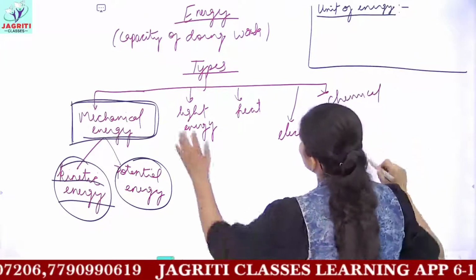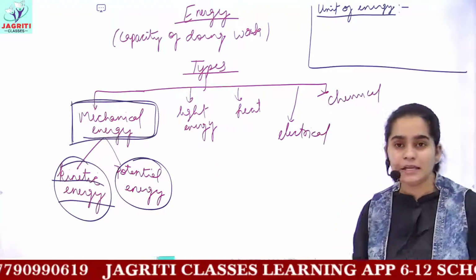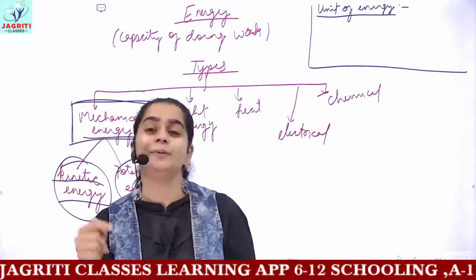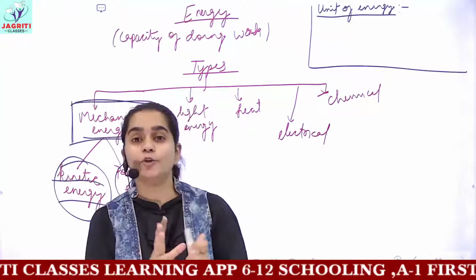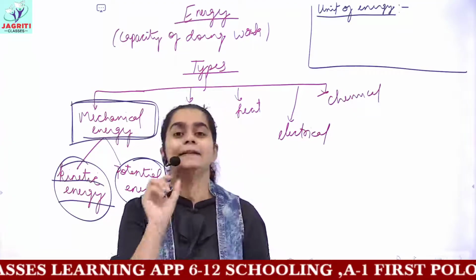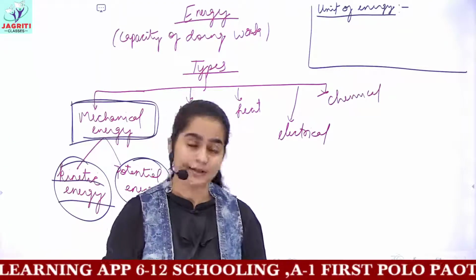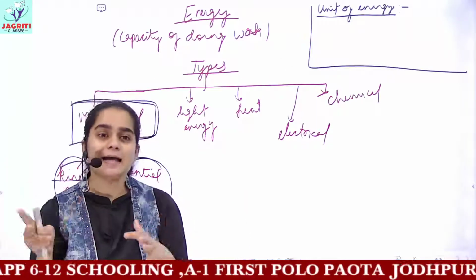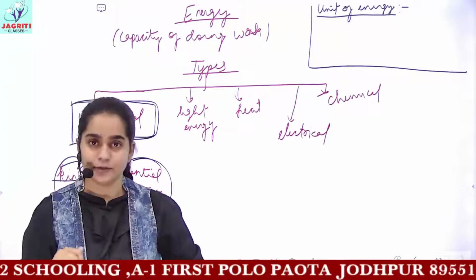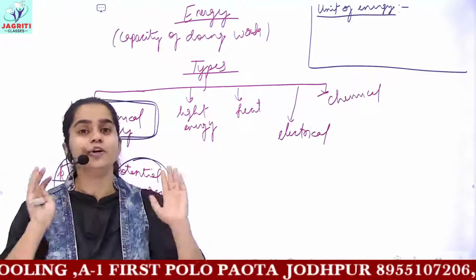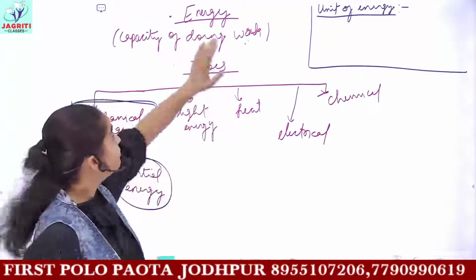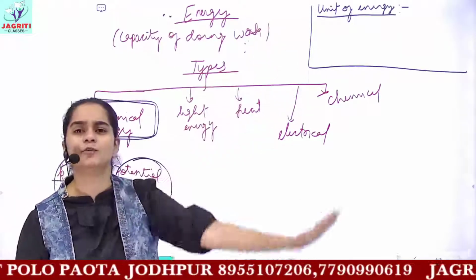So energy is what? Capacity of doing work. It means if an object has energy, then only it would be able to perform work. If the object does not have energy, then the object cannot perform work. It means energy and work can be interpreted as a relative quantity. Okay? Work and energy are dependent on each other. If energy is present, then only work would be done. If no energy is present, no kind of work would be done.